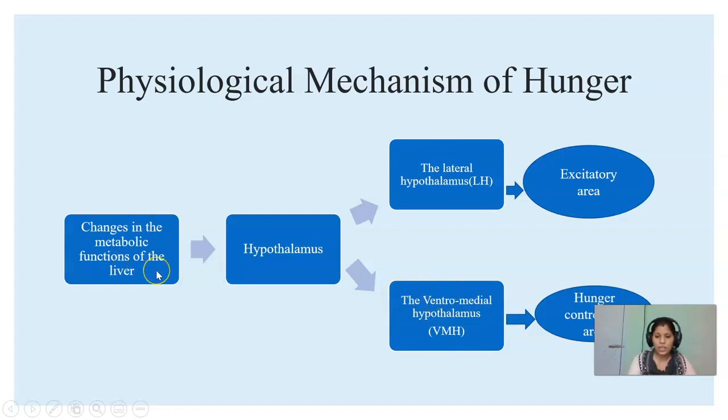Suppose there is a need for food. There are some changes in the metabolic function of the liver. The liver will send a signal to the hypothalamus that the body needs food, and the hypothalamus will send a signal to the lateral hypothalamus that we need food. In that case, this portion is stimulated and we'll feel hungry. But if we have enough food in our body and we don't need any food, then the liver again sends a signal to the hypothalamus. The hypothalamus will send a signal to the ventromedial hypothalamus that our body has reached the satiety level. We don't need food anymore. So it will control the hunger behavior, and we will not feel hungry anymore. So this is the physiological mechanism of hunger.